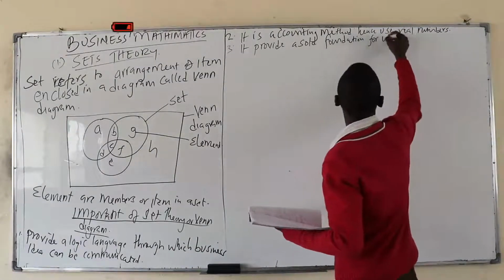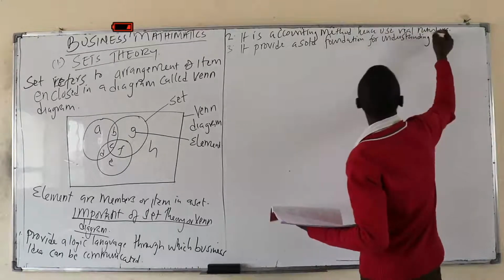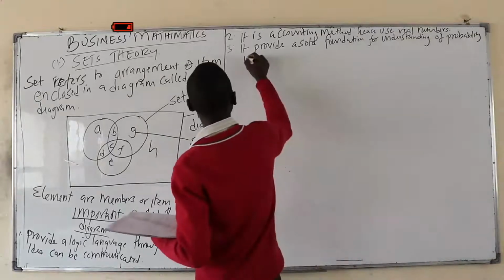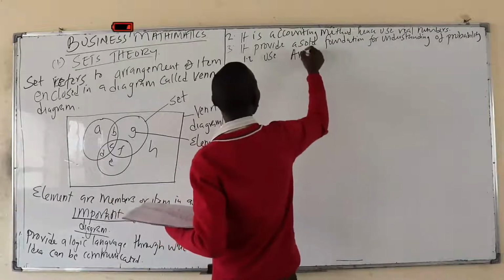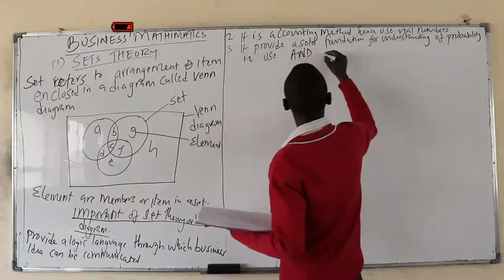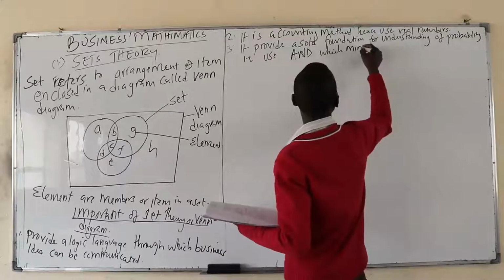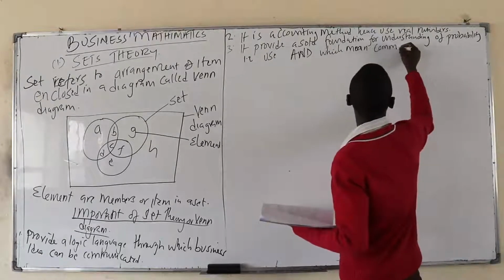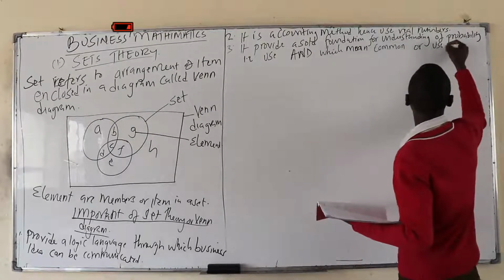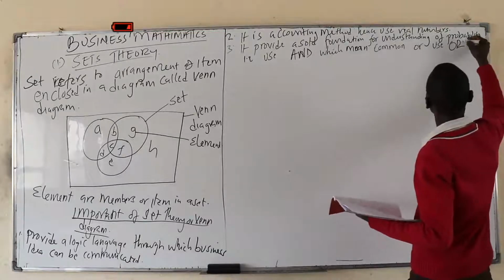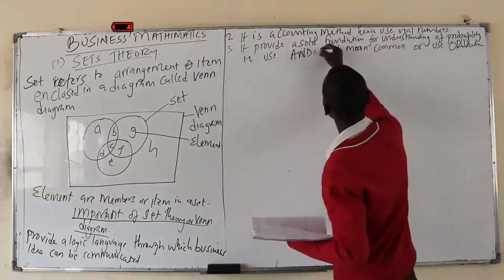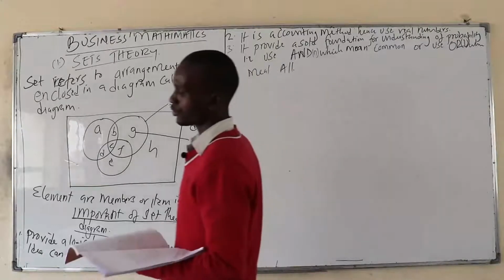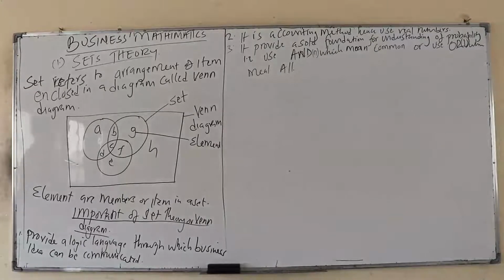So let's see the importance of studying set theory, or the Venn diagram. Number one, it provides a logic language through which business ideas can be communicated.